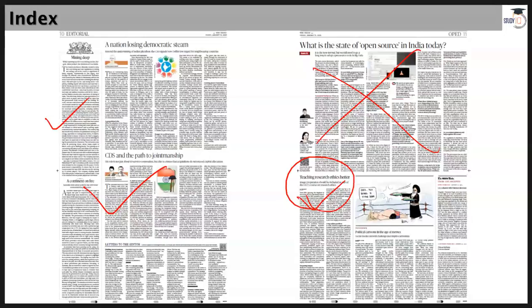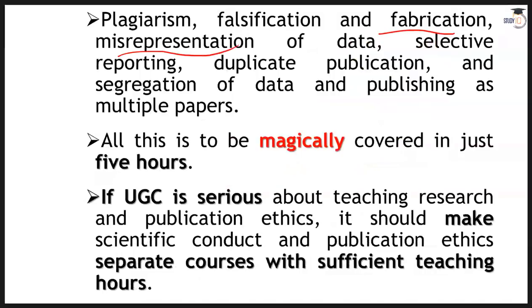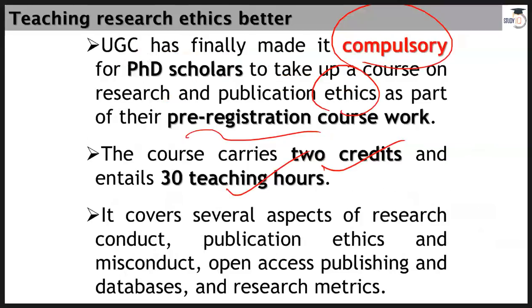Teaching research ethics better. Now, it's interesting to find that UGC has finally decided that PhD scholars have to compulsorily go through this ethics coursework. It's going to be their pre-registration coursework, and they have to compulsorily go through it, and without that they cannot move ahead. The course carries 2 credits and 30 teaching hours, and it is going to cover plagiarism and falsification, fabrication, misrepresentation of data, selective reporting, duplicate publication, salami slicing of data and publishing it as multiple papers and other things. It covers several aspects of research conduct, publication ethics, misconduct, open access publishing, databases and research metrics.